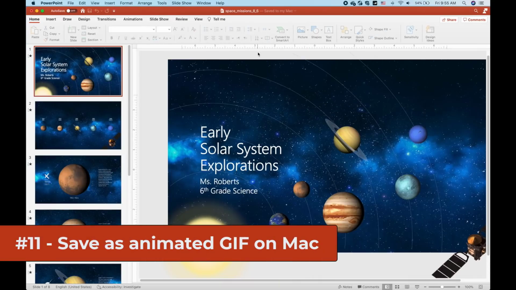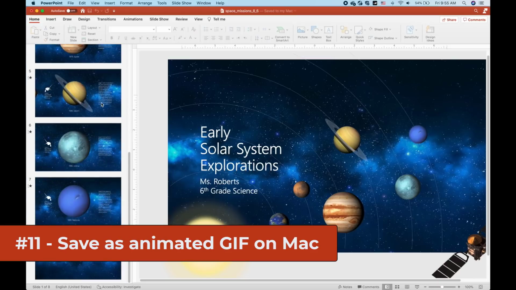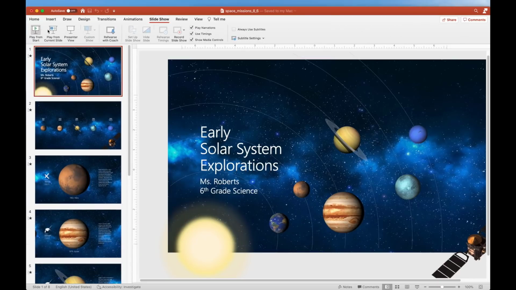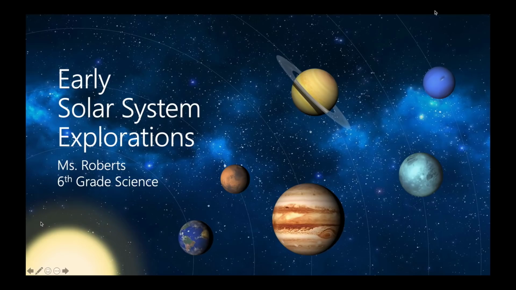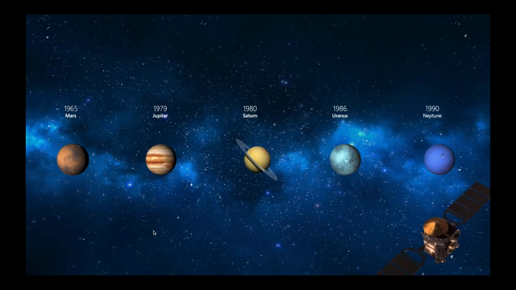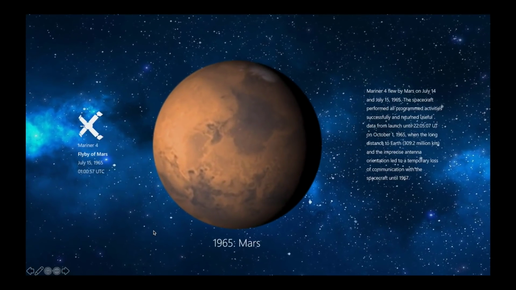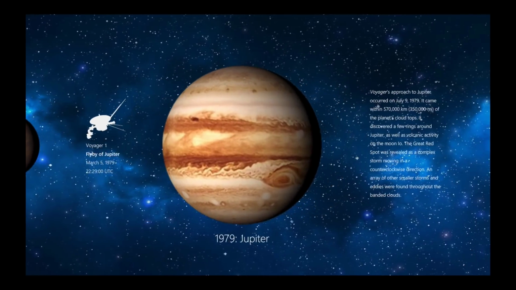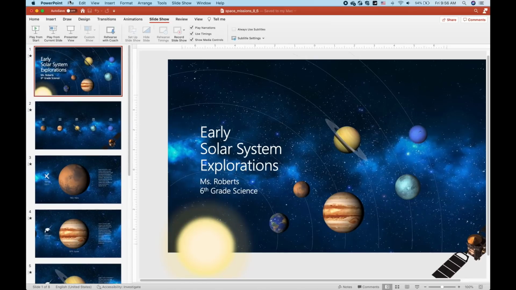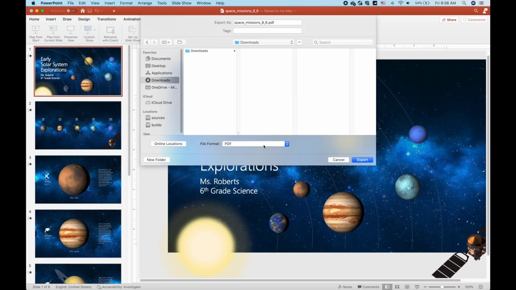The 11th new feature is Save Animated GIF on a Mac. So I've got a solar system presentation here. Go to the Slideshow tab. And I've got a couple of animations here that are built into my slideshow. This really nice smooth morphing. And so I want to save this into an animated GIF. So I'm going to exit here. And I'm going to go up to the File menu, and we'll choose Export. Drop down File Format and choose Animated GIF.